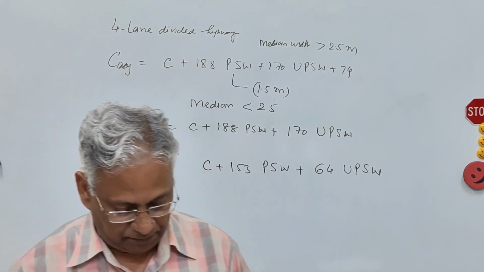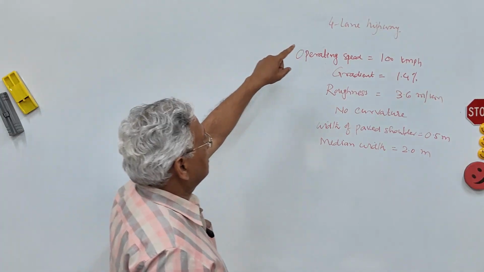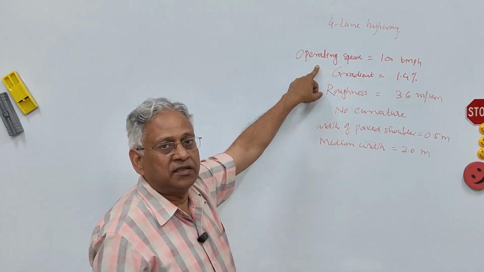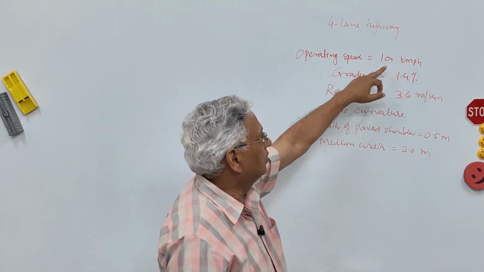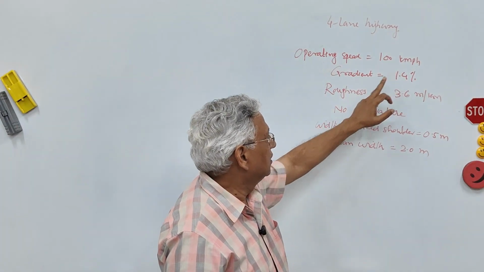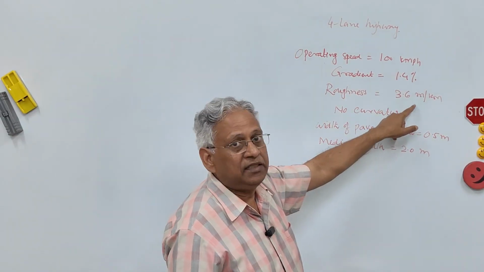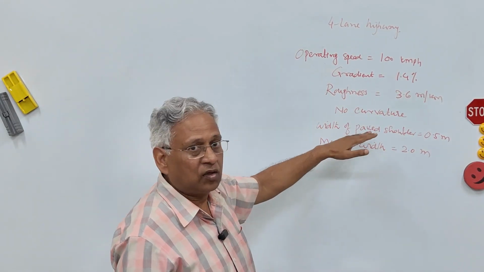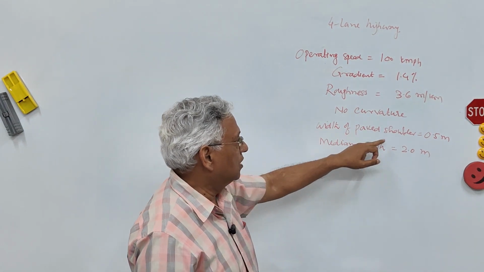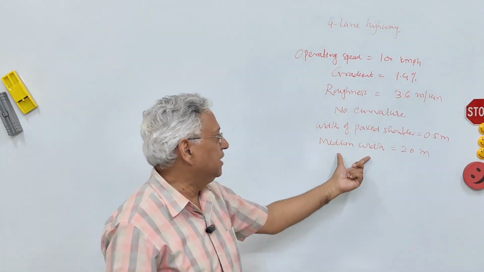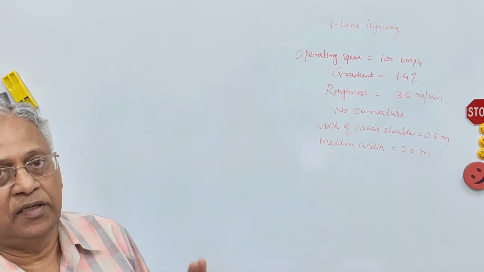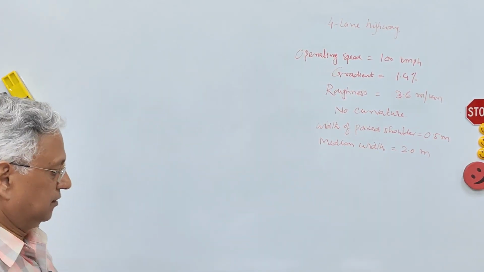Let me just take one example. On a section of 4-lane highway, the operating speed which is estimated from field data is 100 km per hour. Gradient of the section 1.4%, roughness 3.6 meter per kilometer. There is no curvature, it's a tangent section. Width of paved shoulder is 0.5 meter and median width is 2 meter. What is the capacity of this section as per Indo-HCM 2018?